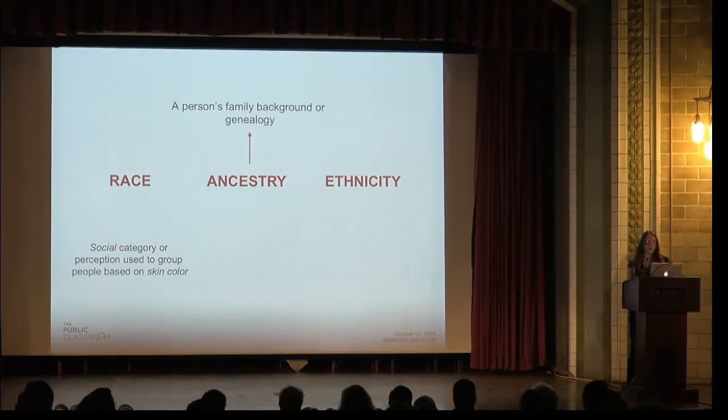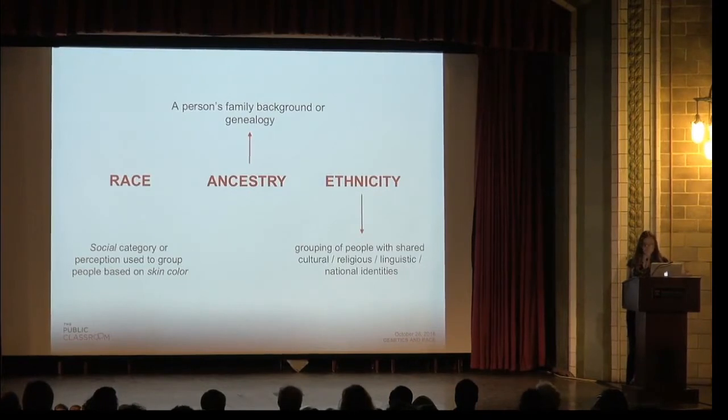Second, I would like to talk about ancestry. Ancestry is a person's familial background or genealogy. This is perceived as a more accurate way of understanding human population origins because it does not use social categorization, but rather geographical affinity. And lastly, we have the term ethnicity.